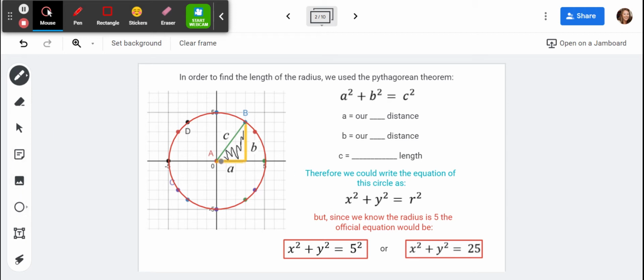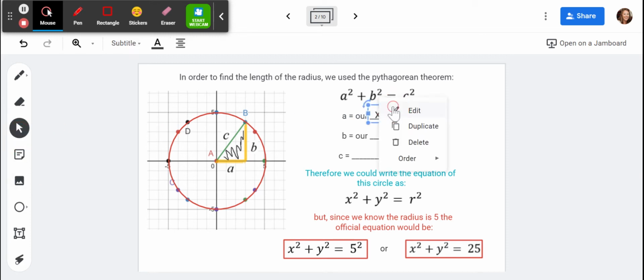To get this A distance, all I would have to do is count, right? And all that is going to be is the x distance from 0. So I'm going to put that A is going to be x. And then if I wanted to get this B distance here, I'm counting up from 0. And so that is going to end up just being our Y distance.